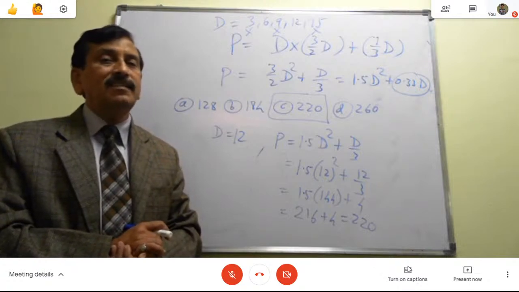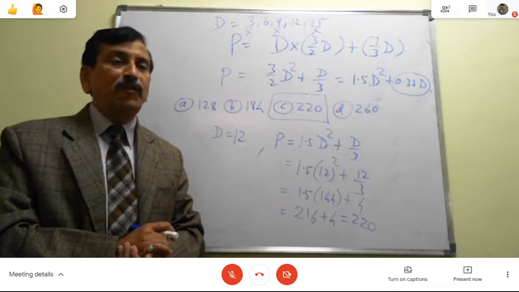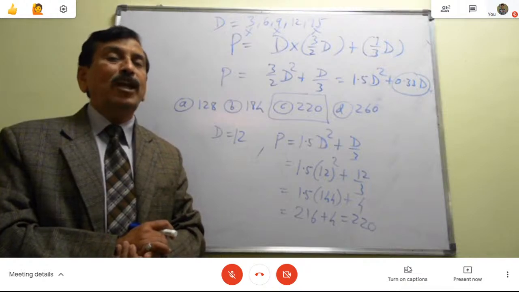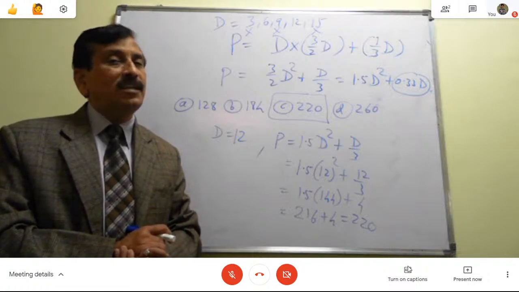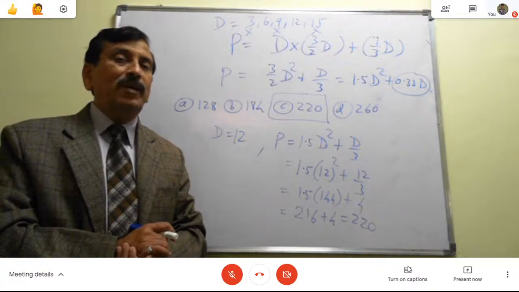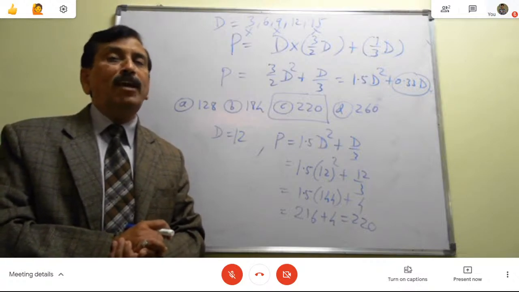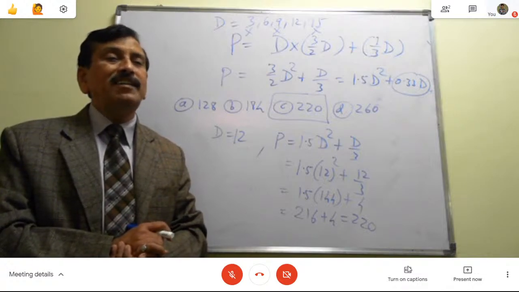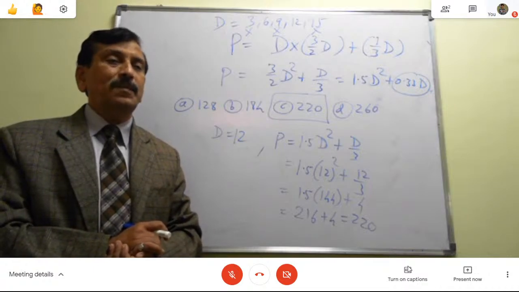6 square is 36. 36 into 1.5 will be 54, and D by 3 will be 2. So the value of P for D equal to 6 is 56. Again, all options are 3 digit, so this will be 2 digit, not matching. So we are left with only one value of D, that is D equal to 12. We tried, and out of the 4 options, we could converge and get one option.